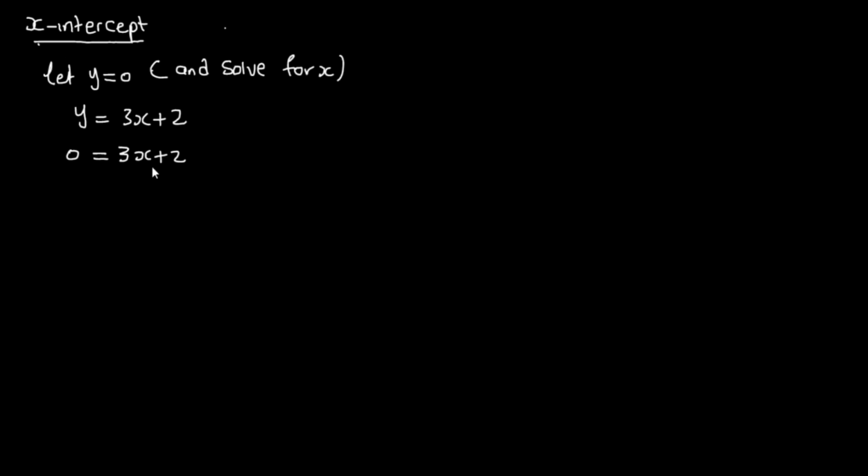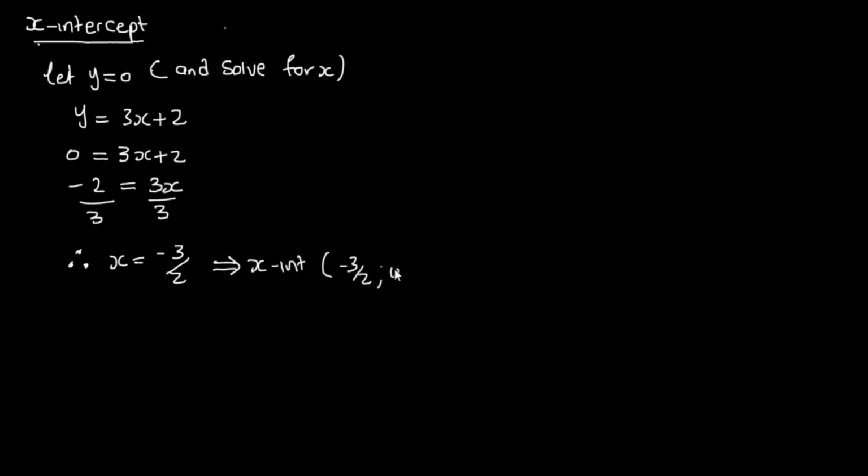Right. So remember we are still talking about the straight line. So when it's like this, I'm going to bring the 2 to this side, and it becomes -2. It's equal to 3x. So isolate x by dividing both sides by that 3. Therefore, what is x equal to? -2 over 3. So the coordinates of the x-intercept will be (-2/3, 0).